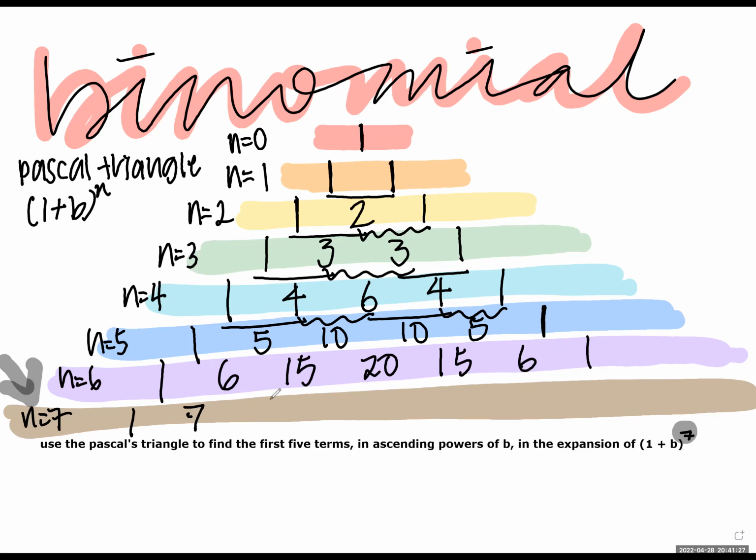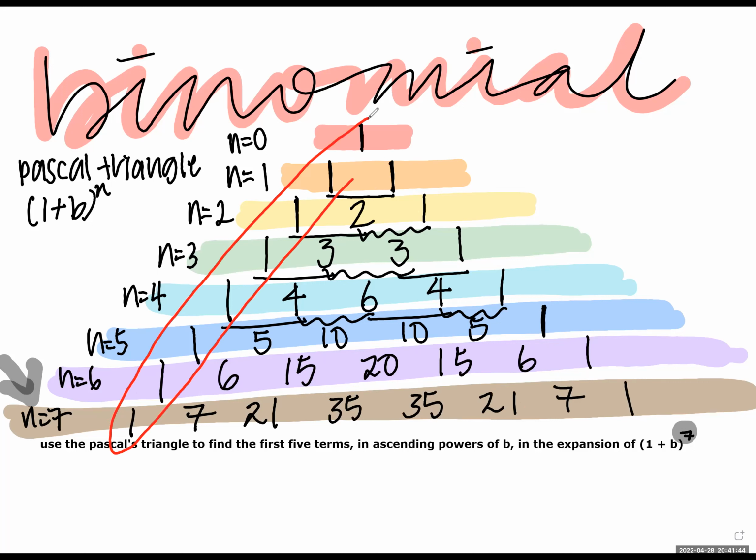Then 1, 7, 21, 35, 35, 21, 7, 1. The key thing is you must always take note that this whole side will always be a very nice slope, all ones, and here is also a very nice slope, everything is 1. So the alignment must be proper, because the more you miss out the alignment, everything will be wrong.